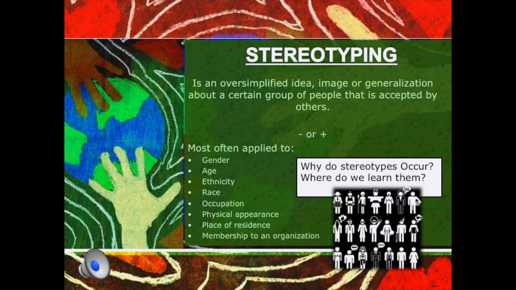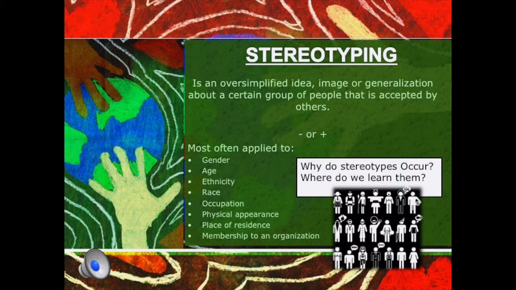Stereotyping is an oversimplified idea, image, or generalization about a certain group of people that is accepted by others. It can be negative or positive. It develops superiority or inferiority in the person or group, and it also ignores the uniqueness of individuals by painting all members of the group in the same way.